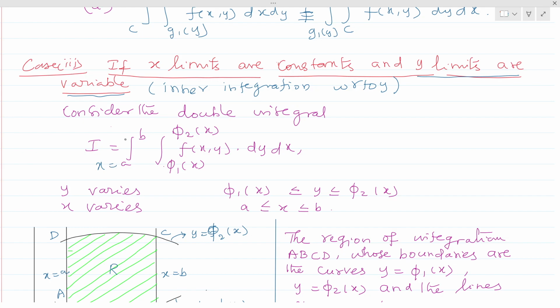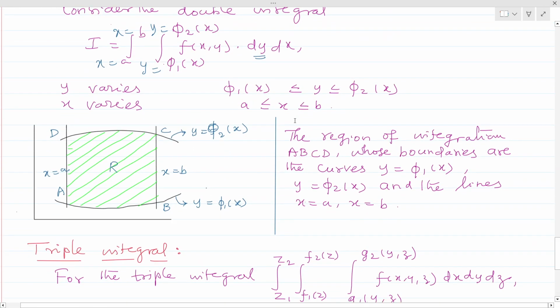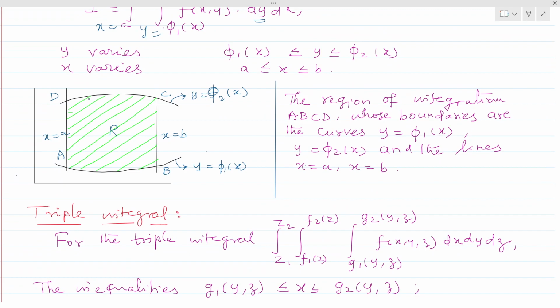So x equal to a and x equal to b. Therefore, see here, the inner integration is y. So you can write here y equal to pi 1 of x, y equal to pi 2 of x. For the given integration, we can draw a rough sketch. This point is a comma 0. This point is b comma 0.